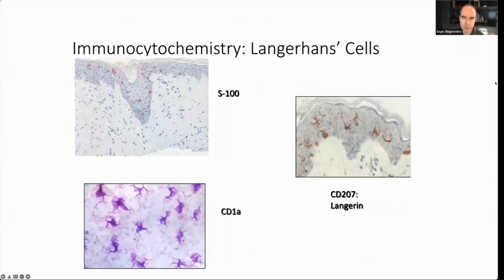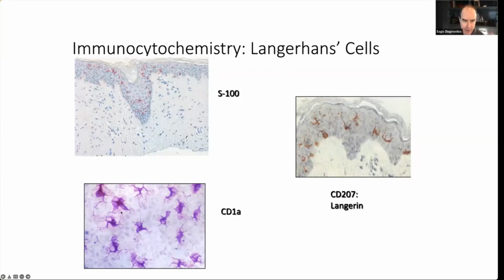Here's for Langerhans cells, we use S100. You can see this is normal skin with the antigen presenting Langerhans cells staining. You can use CD207, which is Langerhans. They're also staining. You can see actually the morphology of them beautifully there. And CD1A is another one that we use. We use this every day in the lab.